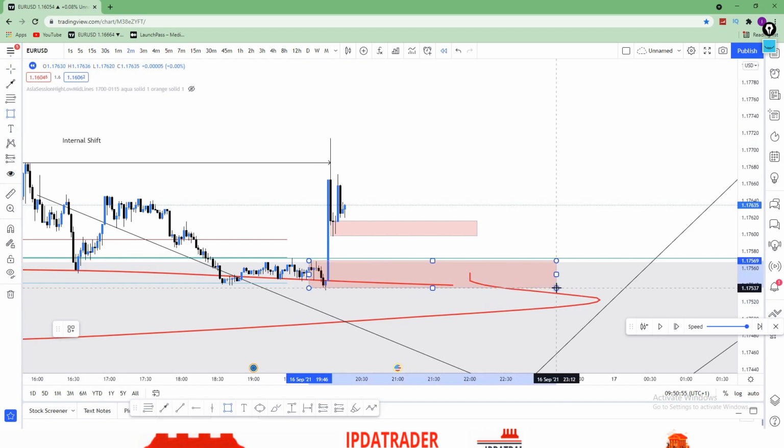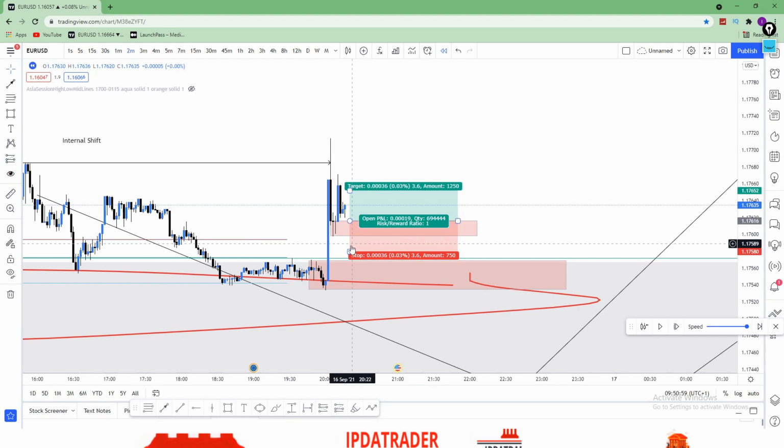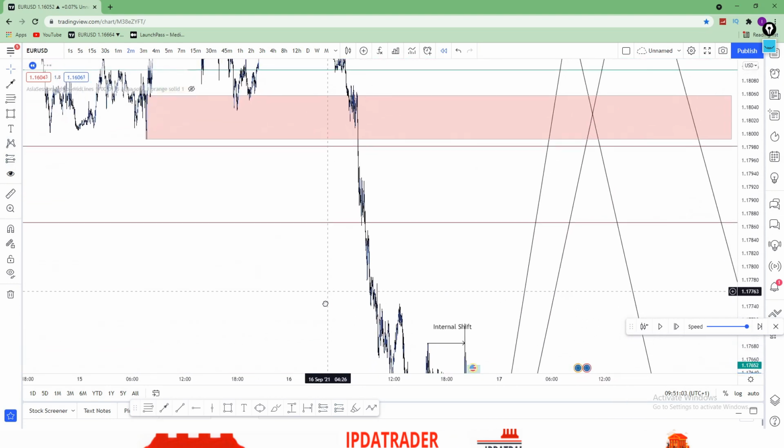And once again, you want to be splitting risk, or really depending on how you want to do it. This would be something that I would be fine with. And where am I going to target?